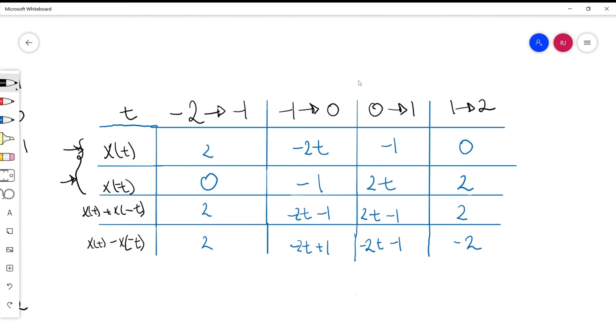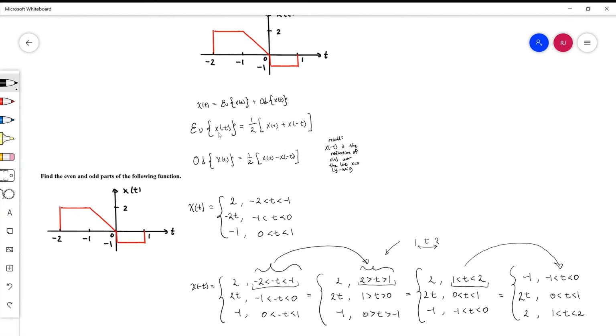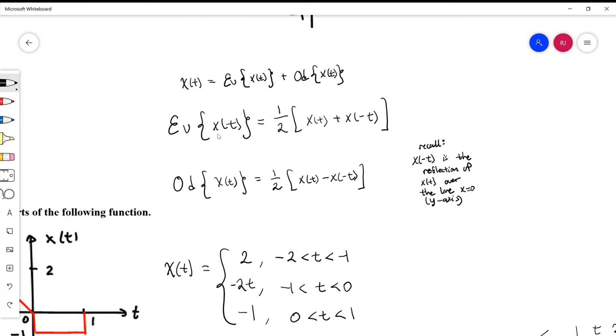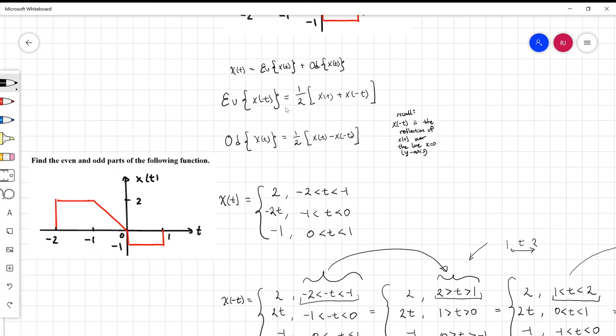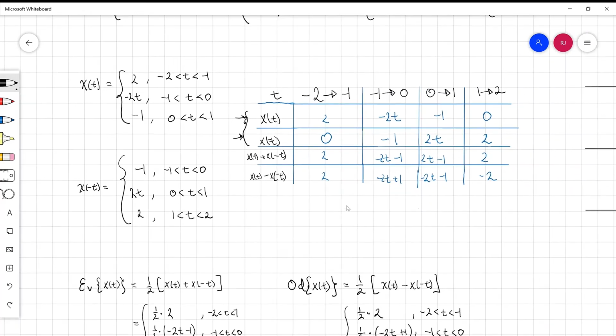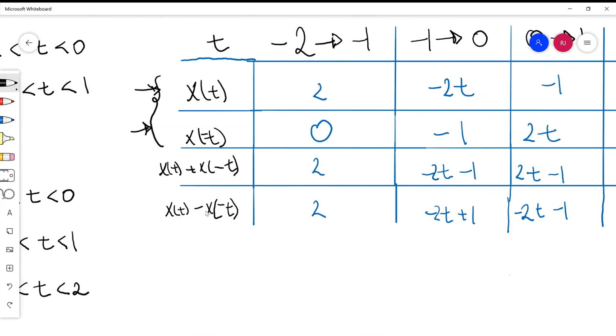Recall for a second, before we continue, that for extracting the even and odd parts of a given signal or function, you'll have to sum the original with the reflection, and you'll have to subtract the reflection from the original. So that's all I'm doing down here. I'm ignoring this factor of 1/2 for now because it doesn't really matter. So here we are. We have the sum of the original and the reflection, and then we also have the difference between the original and the reflection.